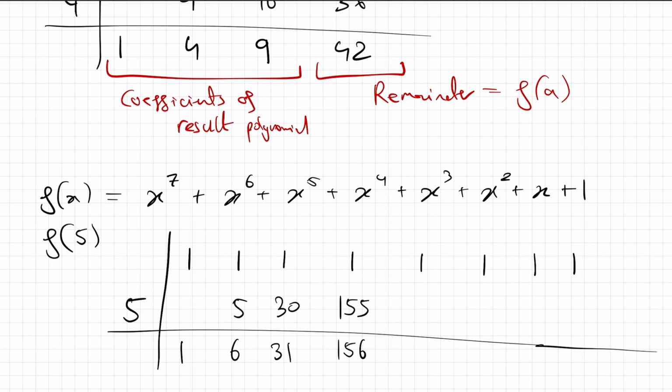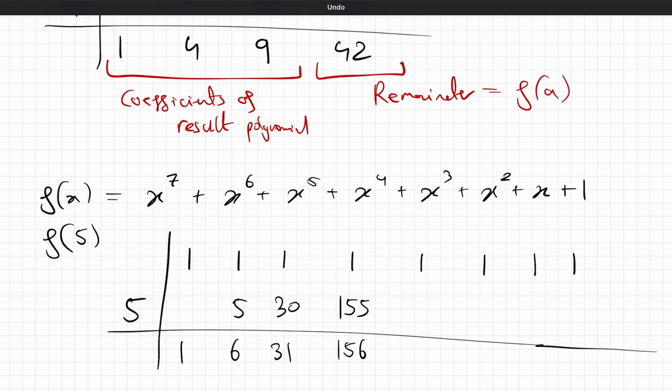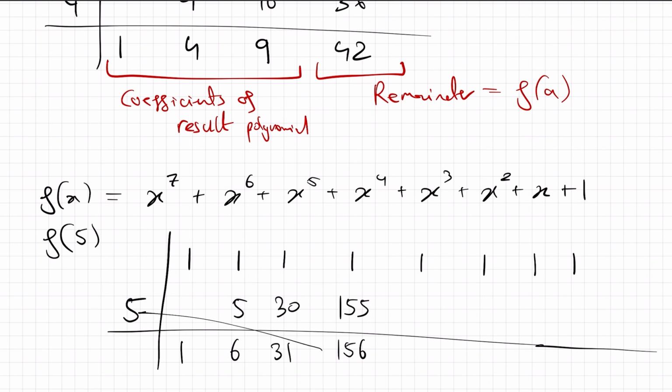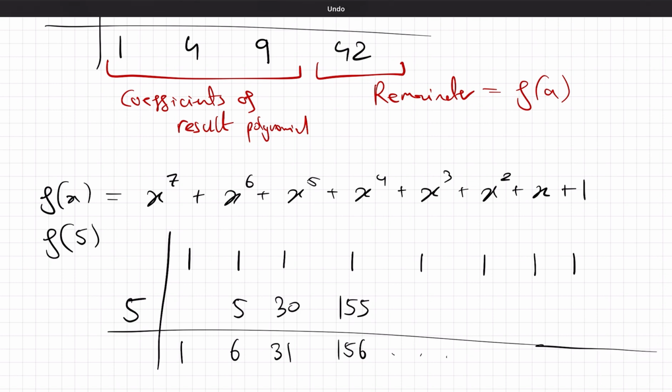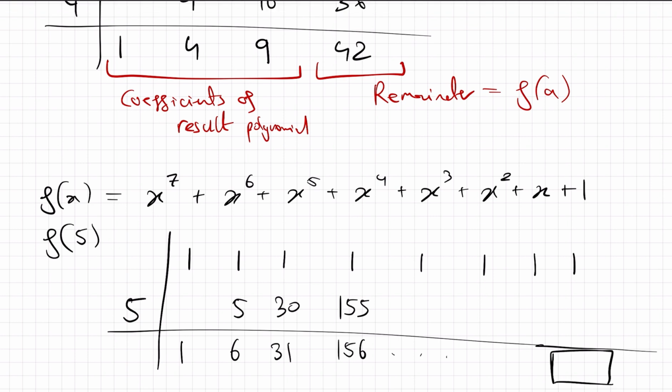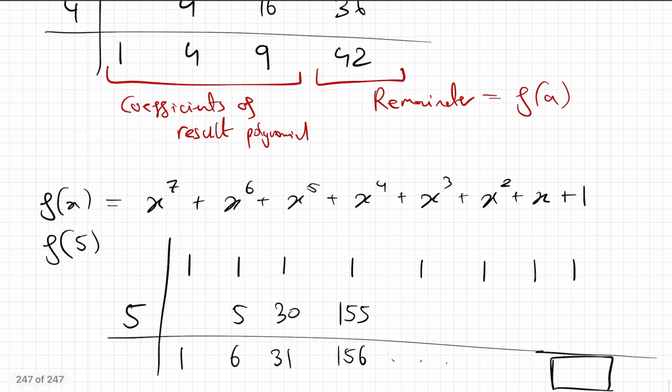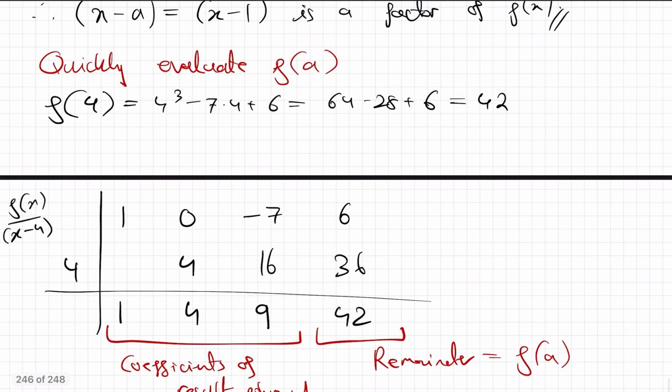It's still a pretty tedious process because you still are going to end up with a pretty large number. I think the next one will be 780, and then you'd continue until you got your remainder over here. But it's faster than finding out what 5 to the 7 is, and all of that. I mean, 5 to the 7 isn't too bad, but if you had a different number, it might be a lot worse. So this is just a fast way of evaluating f of a.